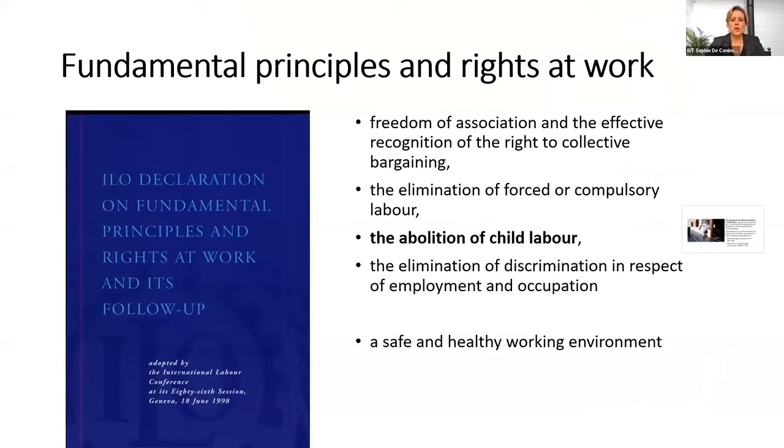First, it's important to recall that the abolition of child labor is a fundamental principle and right at work. So in 1998, the member states of the ILO expressed their shared commitment to uphold basic human rights at work by adopting the ILO Declaration on Fundamental Principles and Rights at Work. They identify 4 categories of rights, which are listed on the screen: the freedom of association and the effective recognition of the right to collective bargaining, elimination of forced labor and compulsory labor, the abolition of child labor, and the elimination of discrimination in respect of employment and occupation. So just by being member states of the ILO, member states are committing to respect, realize, and promote these fundamental principles and rights at work.